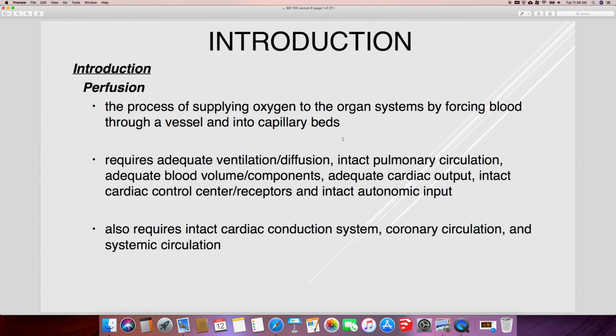Okay, so this lecture was about altered perfusion, so mostly talking about the heart and processes of delivering oxygen to the tissues. So perfusion, as we learned last week, is the process of supplying oxygen to the organ systems by forcing blood through a vessel into capillary beds. And perfusion is going to depend on a lot of these components. Again, don't really worry about these for the exam, just understand what perfusion is.